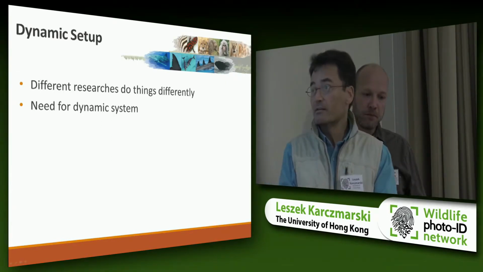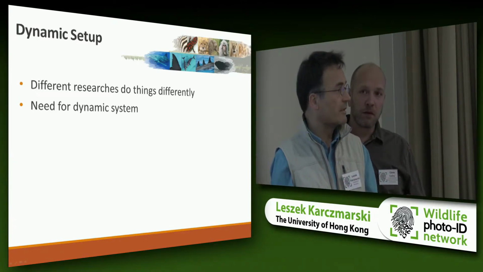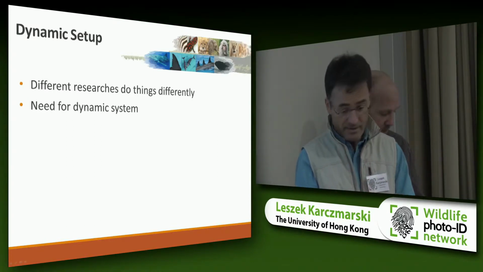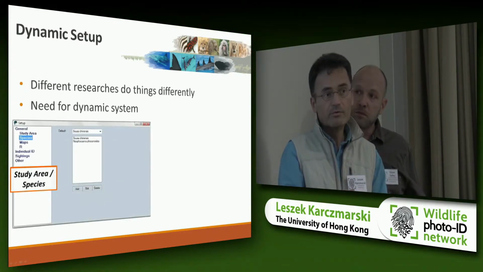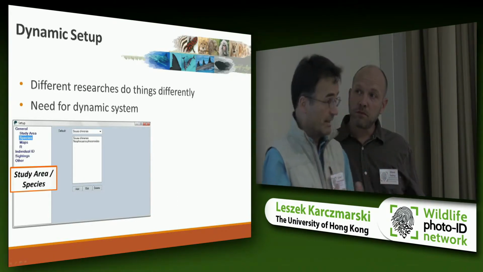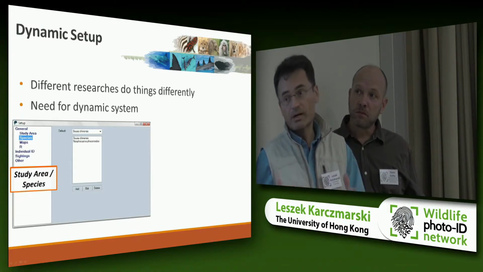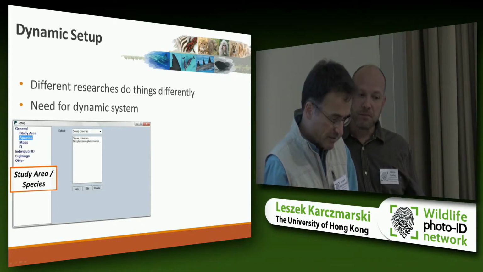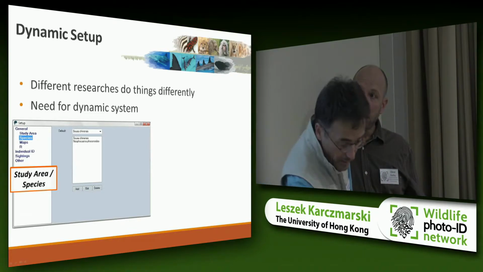So as Glenn mentioned, different researchers do things differently, and there is a need for a dynamic system that can incorporate all these individual preferences and choices. In this case, the discovery starts from the very beginning with a user-specified dynamic system, where you specify everything you want to have in your system, starting from the study area. You can include your maps, and you can include the species; you can have multiple species within one database.